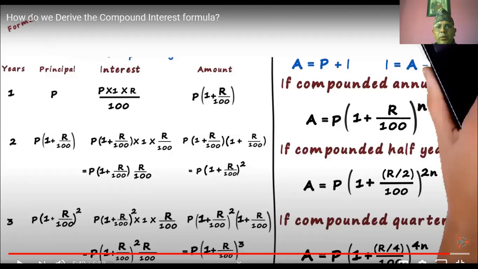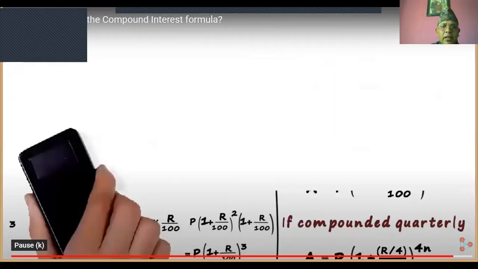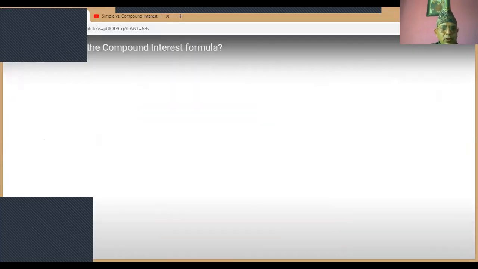And I want to show you another video which helps you to find out the difference between two terms, compound interest and simple interest.